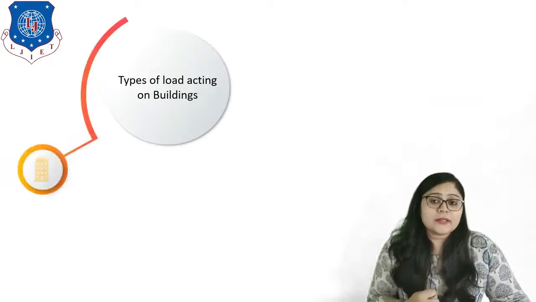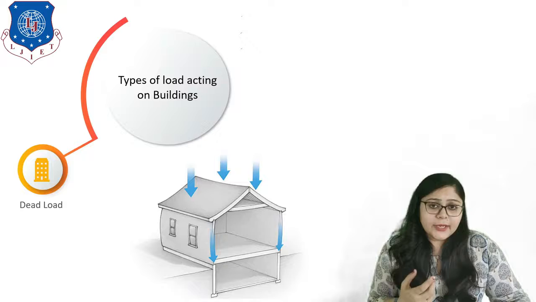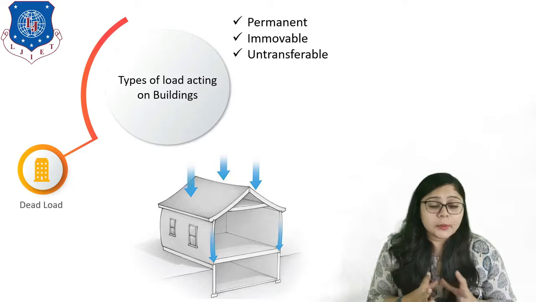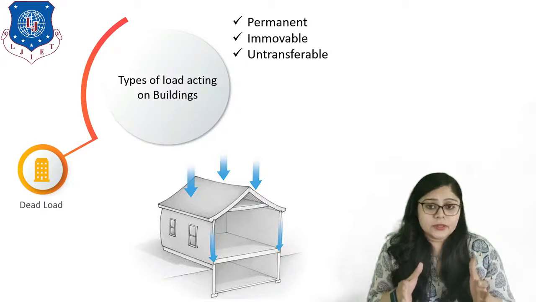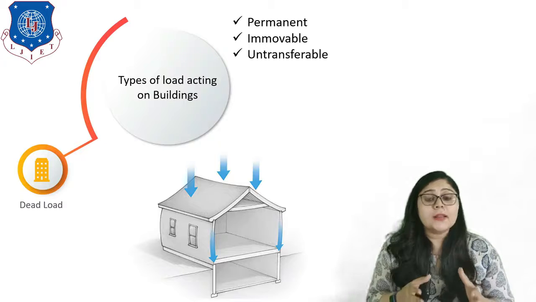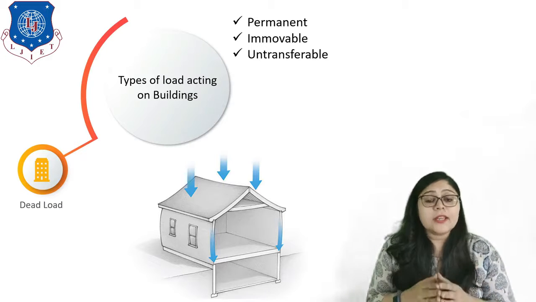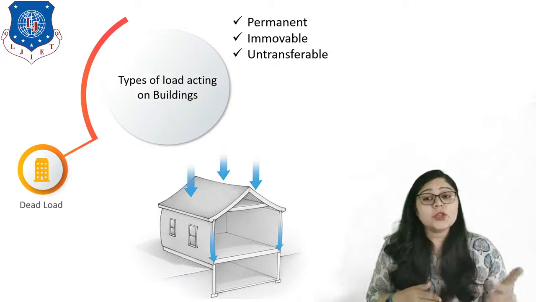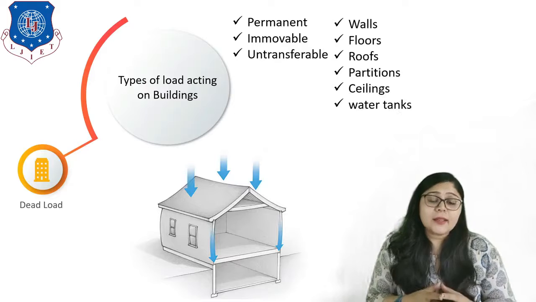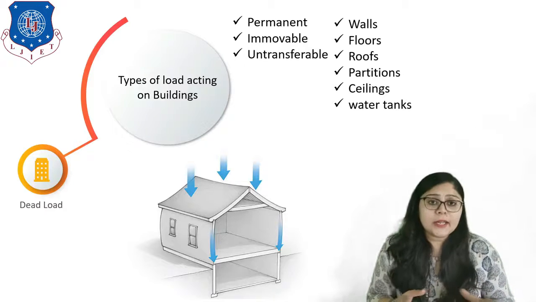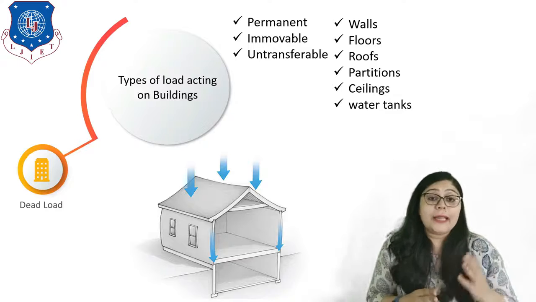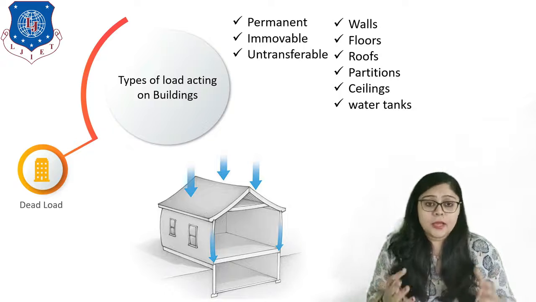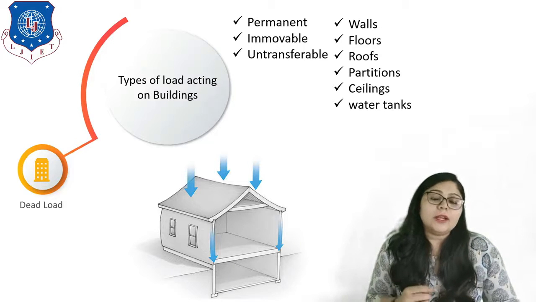So first is the dead load. What is a dead load? It is a permanent, immovable and untransferable load. It means it is something which is fixed. For example, the weight of material is something which is permanent, right? Here the self-weight of structure is considered a dead load. So all components of any building are considered dead load, like walls, roofs, floors, partitions, ceilings and water tanks.